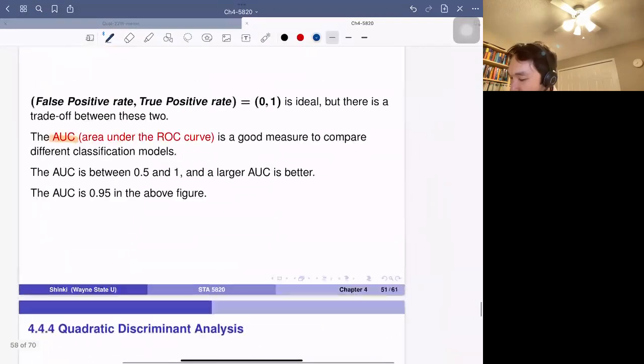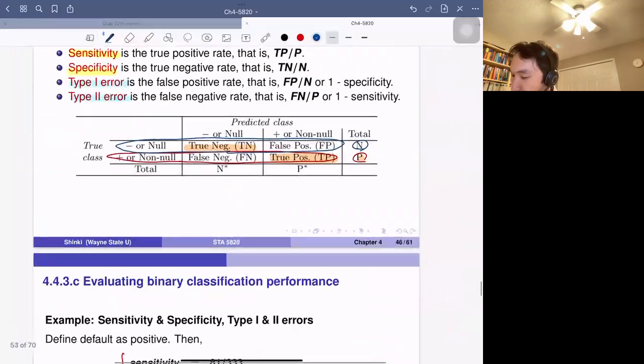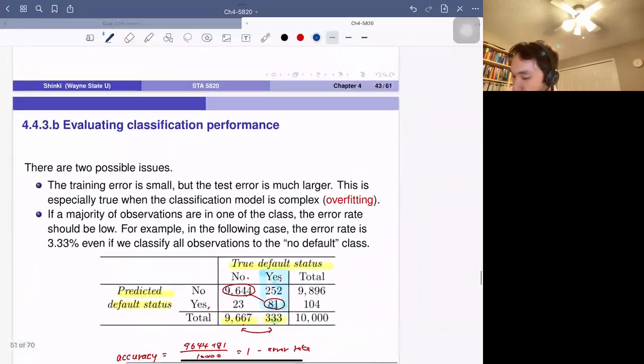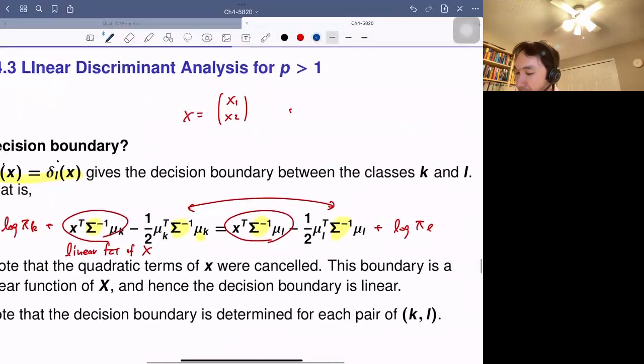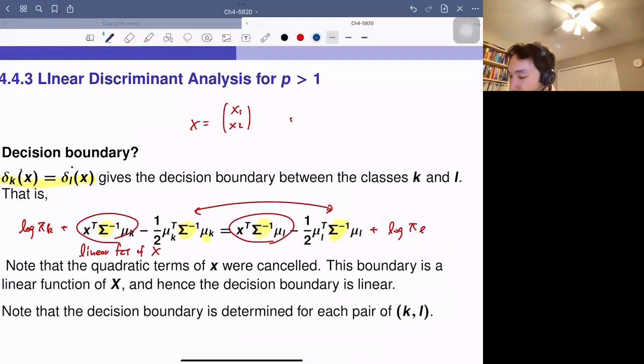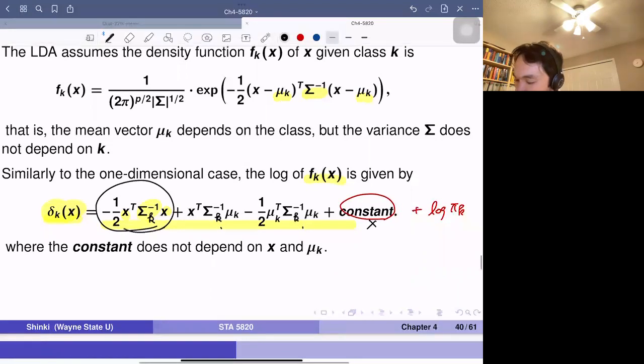So just remember how we proved the boundary of LDA is linear. Remember that we solved this equation, so we only have the linear term of X. That's why this is a linear boundary. But in QDA, we have different sigmas: sigma sub k. So sigma k depends on k, and the X squared term does not disappear.